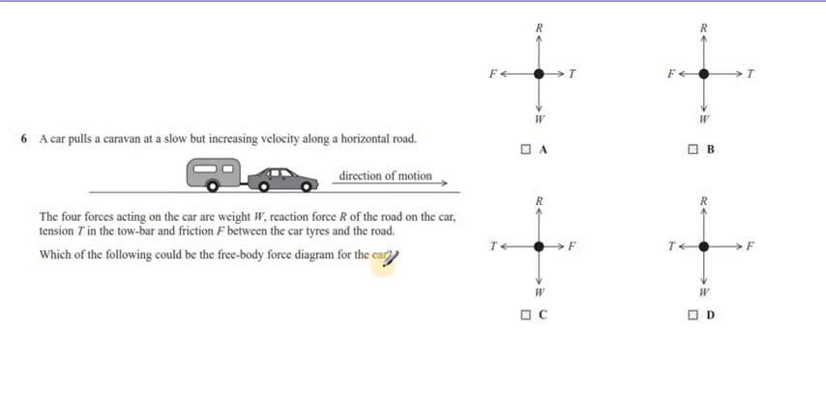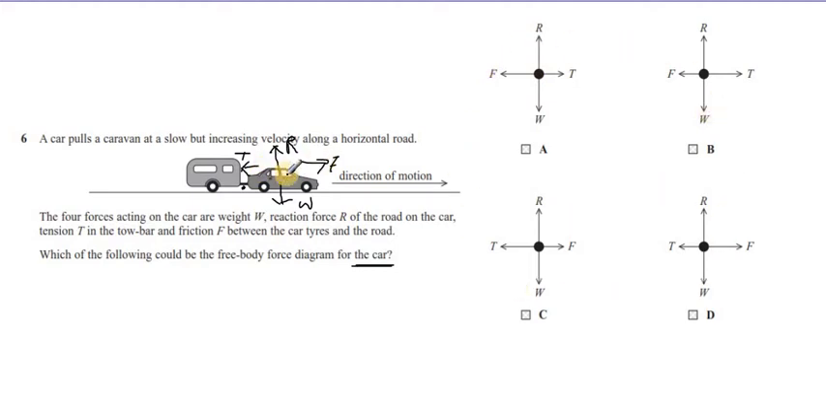Okay, we need to find the free body diagram for the car. If you see, this is the car, so weight is acting down, contact force is upward, and tension in the tow bar is in that direction, which is T, and engine force in that direction. So we have four forces in all the four options.